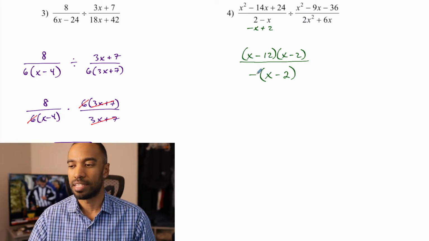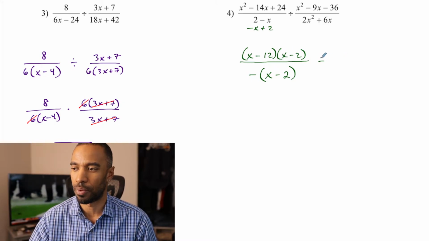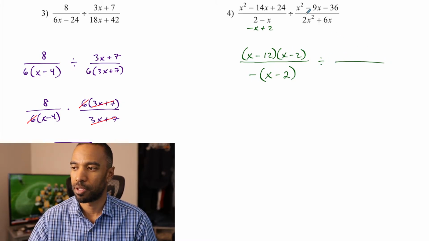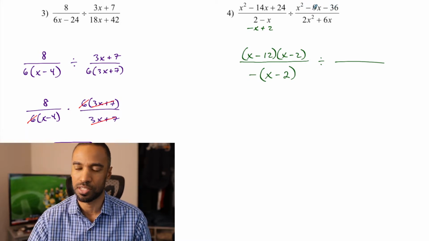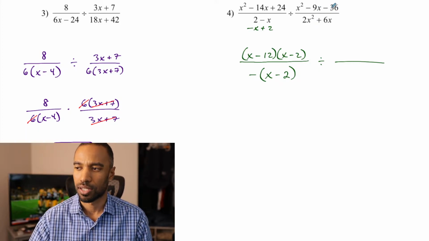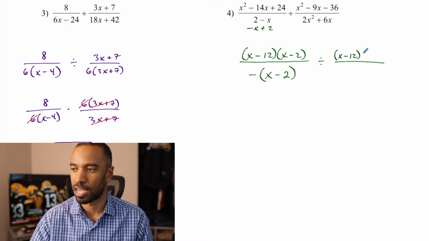All right, so I did factor this. Believe it or not, I factored. And yes, we'll do some cancellation, but let's keep going. Divided by, on top here, we have a 1x squared, and again, I'm trying to find two numbers that multiply to make negative 36 and add to make negative 9. That looks like a negative 12 and positive 3. So I'm going to get x minus 12 times x plus 3.